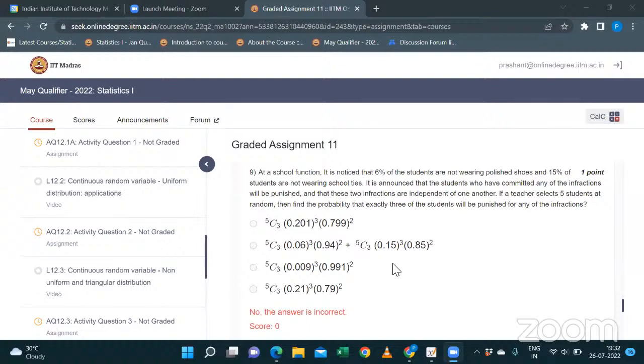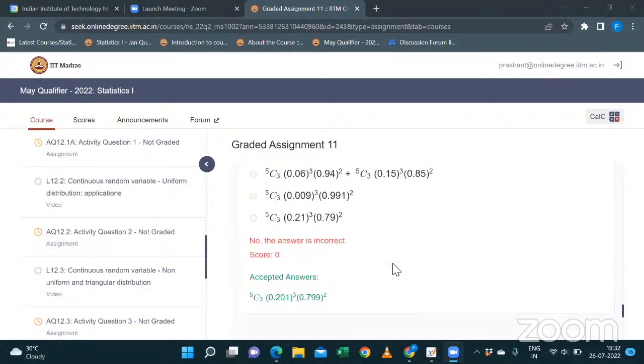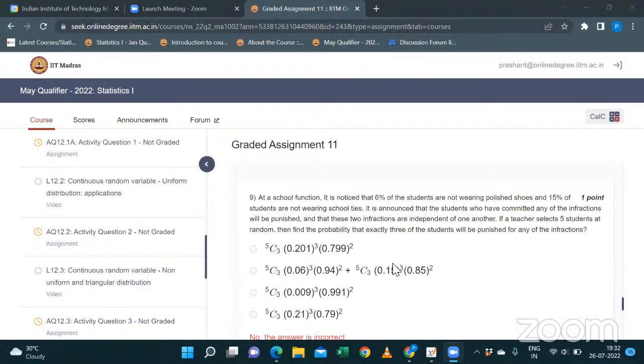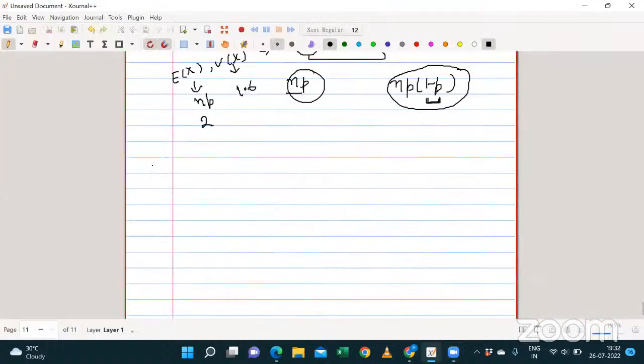Option A. According to me, that plus option is right. This plus one. Yes, sir. Because there is an or condition given. Okay, see. Any infraction means if any one of them has an infraction. So any of the infractions, right?